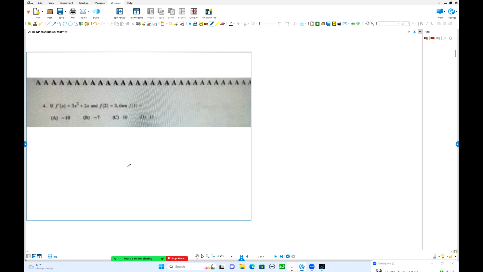All right, number 4. I think that is f prime of x, so we have to take an integral. Plus 2x, right? And from here, f of 2 is 3. What is f of 1? This is the fundamental theorem of calculus, right? f of b equals f of a plus the integral from a to b of the change of the slope, right? That is the fundamental theorem of calculus.